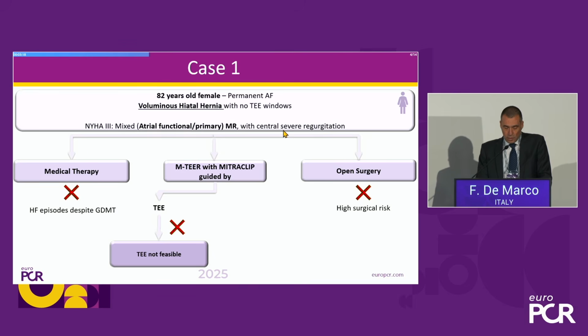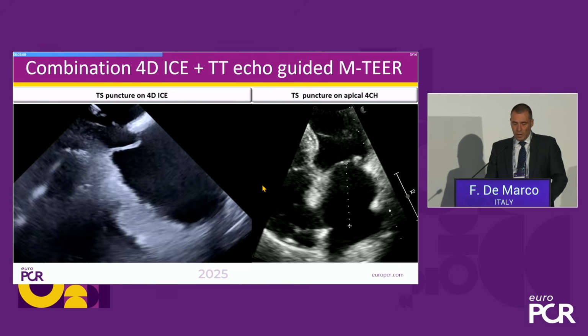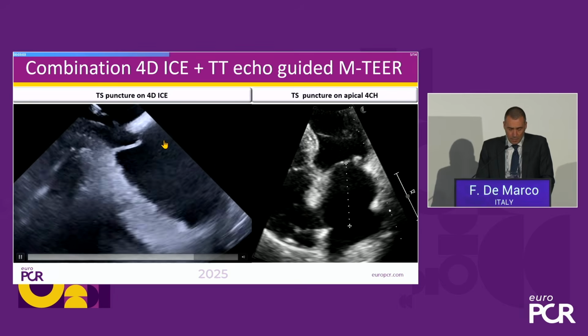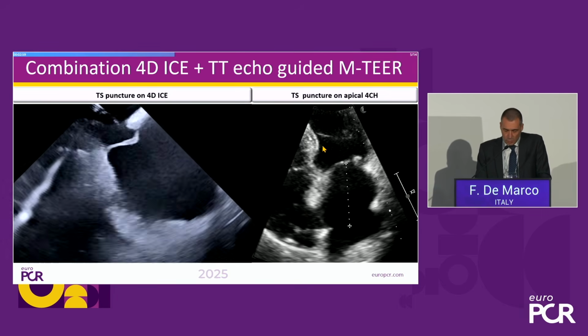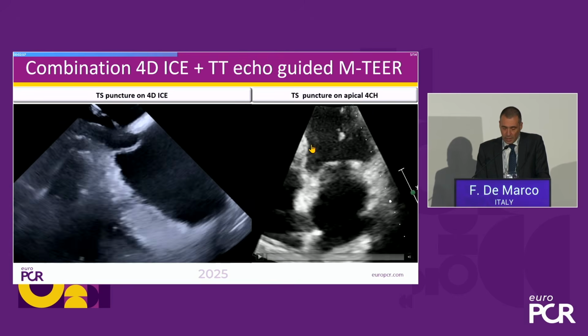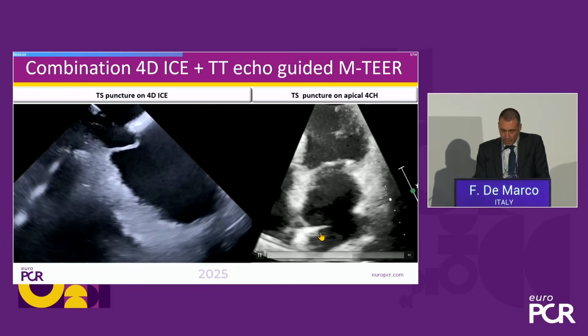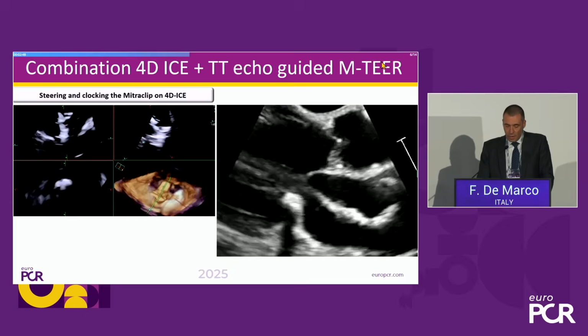We could not do transesophageal, so we decided to do a TEER guided by ICE and also assisted by transthoracic echo, so the two different imaging modalities at the same time. This is a transeptal puncture on 4D ICE. In this case we checked for the height also in an apical 4-chamber view by transthoracic. You see our catheter moving up here, confirming that we have enough height above the mitral valve.